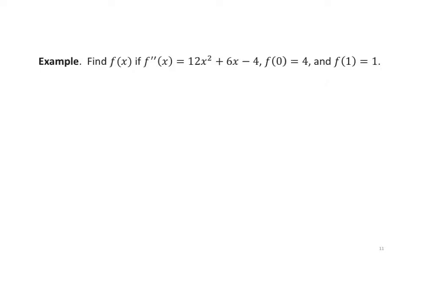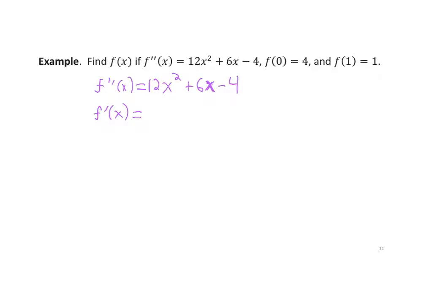In this next example, we'll start with the second derivative of some unknown function and do anti-differentiation twice to get the original function. And we're going to have two pieces of information about the original function to help us figure out a specific function that satisfies these criteria. So starting with this second derivative, we're going to take the antiderivative of it. The antiderivative of f double prime would be f prime of x.